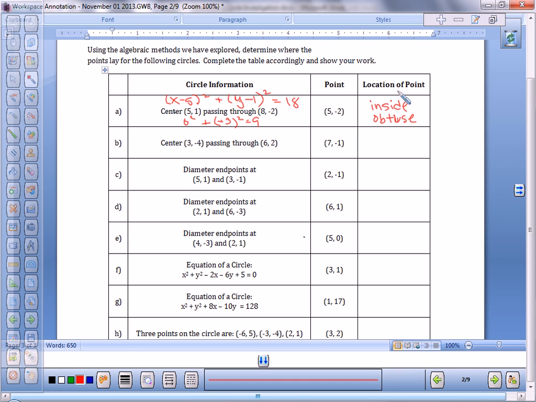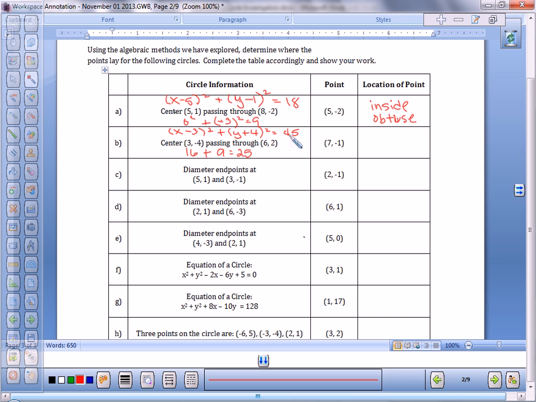Okay. The next one, the center is the point 3, negative 4. So I can start it off like this and set it equal to my radius squared. To get my radius squared, I'm plugging in 6 and I'm plugging in 2, and did you get 45 right here? Yes. Okay. So now when I test 7, negative 1, if I plug in 7, I get out 4 squared, which is 16. If I plug in negative 1, I get out 3 squared, which is 9, and this is 25.